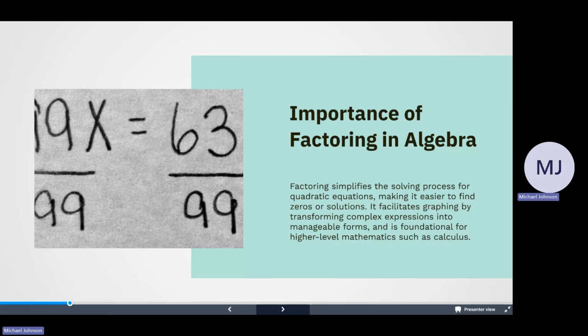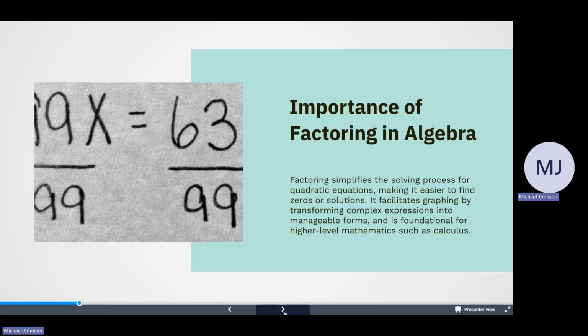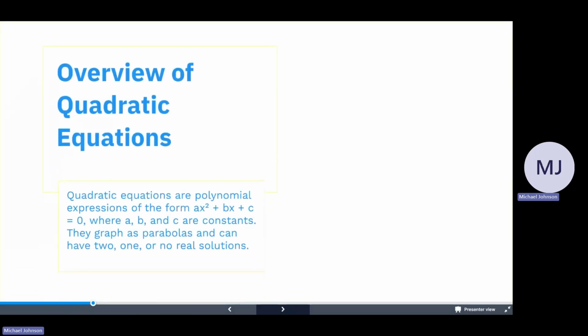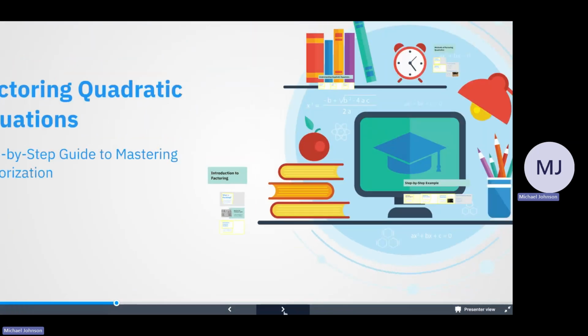It facilitates graphing by transforming complex expressions into manageable forms, and is foundational for higher level mathematics such as calculus. Quadratic equations are polynomial expressions of the form ax squared plus bx plus c equals 0, where a, b, and c are constants. They graph as parabolas and can have 2, 1, or no real solutions.